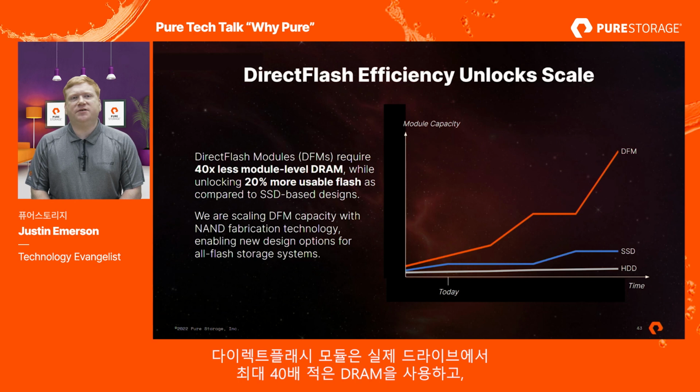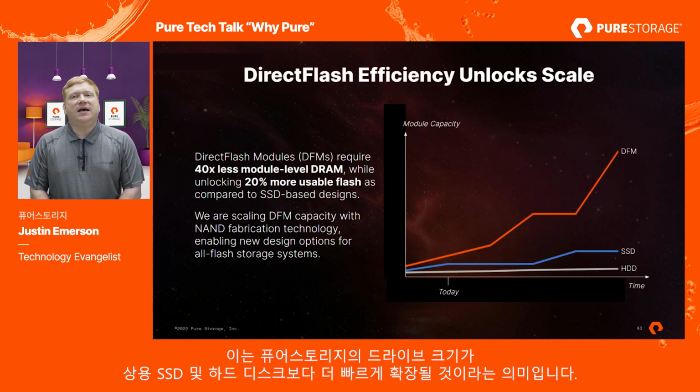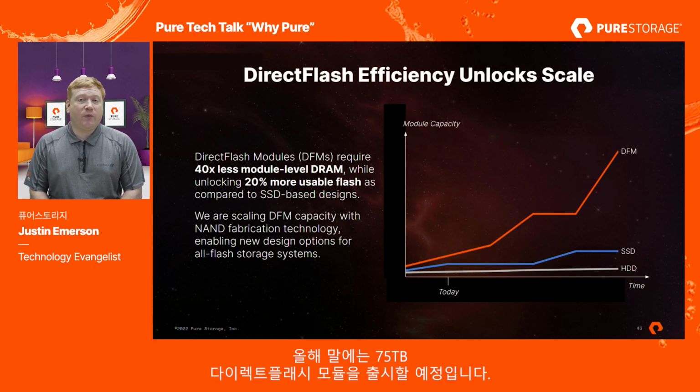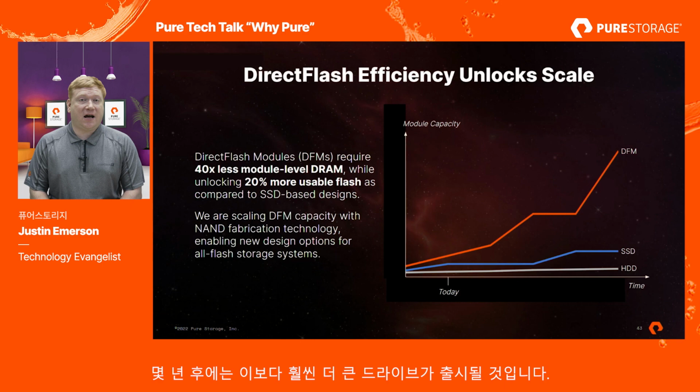Because our direct flash modules need up to 40 times less DRAM in the actual drives and can provide up to 20% more usable flash, it means that our drive sizes are going to scale faster than both commodity SSD and hard disk alternatives. Today we're shipping 48 terabyte direct flash modules, and later this year in 2023, we're going to be shipping 75 terabyte direct flash modules, with even larger drives on the way in the next coming years.